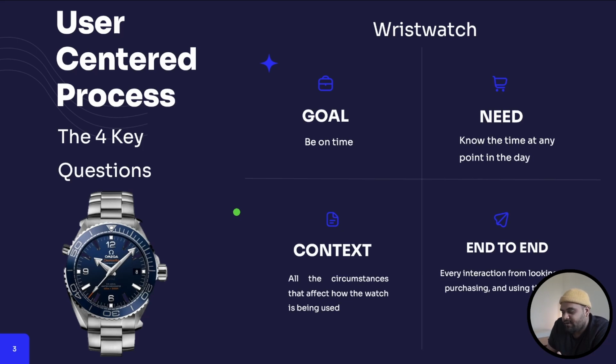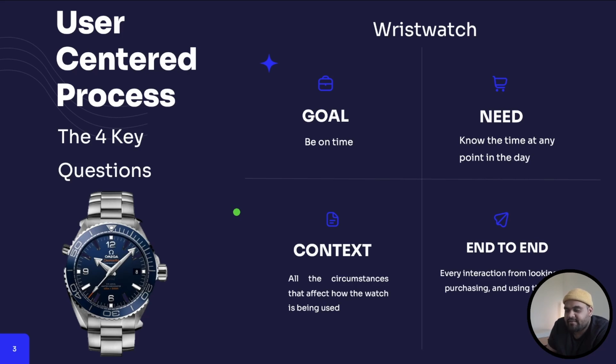Then you need to look at the context. Okay, all the circumstances that affect how the watch is being used. All circumstances. Okay, it can be like time of the day, it can be temperature, it can be surroundings, it can be this or it can be that. Anything that affects how the watch is being used. You need to look into that perspective. Of course, this is not really definable in a lot of cases, but it's surely definable for a lot of cases as well, which means that you can define it for a given scope, and that's pretty much it.